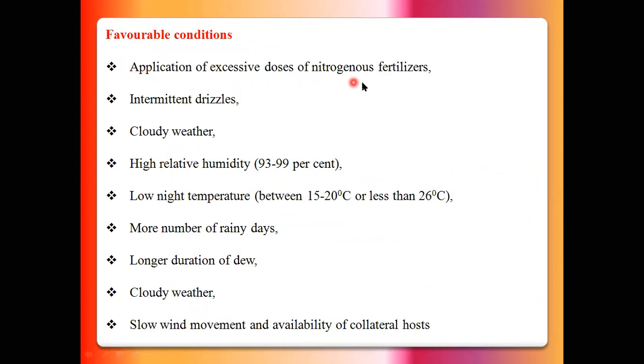Then the favorable conditions: excessive doses of nitrogen fertilizers, cloudy weather, high relative humidity, low night temperature, a number of rainy days, and longer duration of dews. Dews mean some moisture is present on the surface of the leaf. So these are the several factors that initiate the blast disease in the rice fields or rice crops.